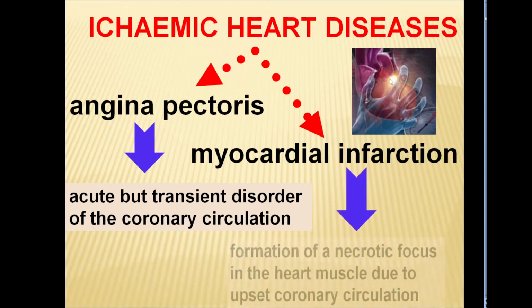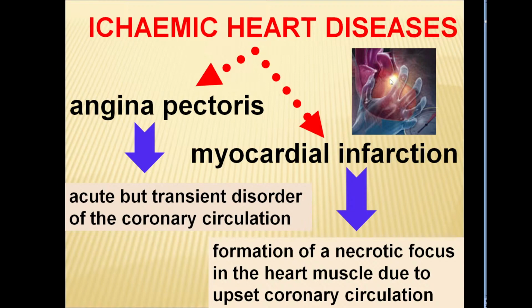Myocardial infarction is a grave pathology because the disordered coronary circulation is prolonged. As a result, there will be death of the heart muscle and formation of a necrotic focus. You must understand, we said that the heart is a highly active muscular organ which needs adequate blood supply. If it is disturbed for a short time, the patient feels short-time discomfort, subjective disorders. We are talking about angina pectoris. If this process prolongs, the heart muscle dies. We are talking about formation of a necrotic focus and our disease will be myocardial infarction.